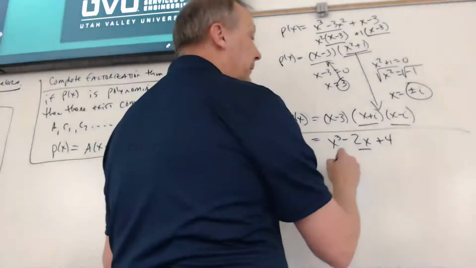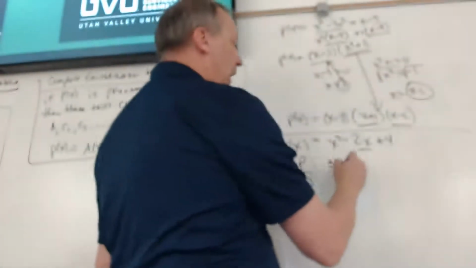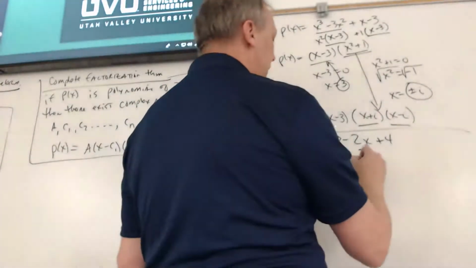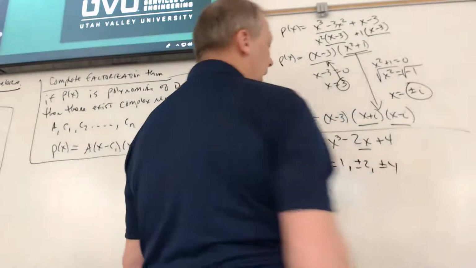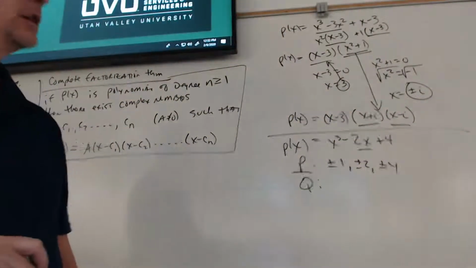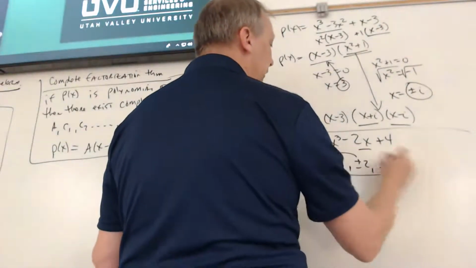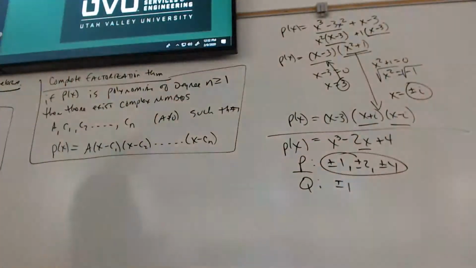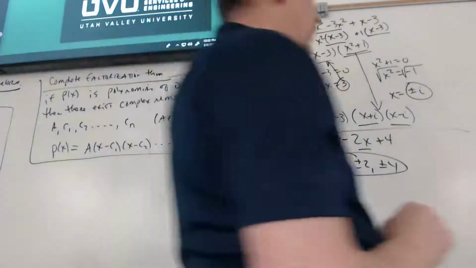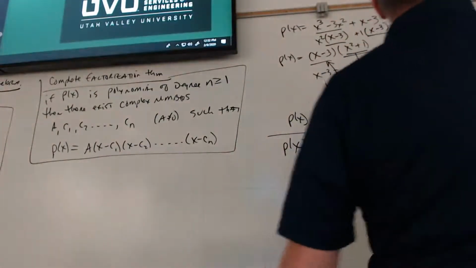Plus or minus what? 1, 2, and 4. And your Q's are plus or minus 1, which makes it nice because now I just have to worry about that, right? What do you want to try first? Or do you want me to give you a hint? Why don't we try negative 2?